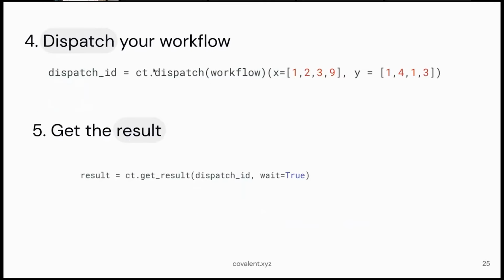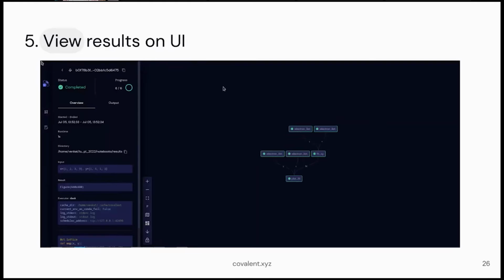Next, we're going to dispatch the workflow with a particular set of input parameters, and then we're going to query the result, and this wait equals true indicates that we should block the command until the result status is completed. Next, we can view the results in the UI, so this is actually what it would look like for this particular workflow.